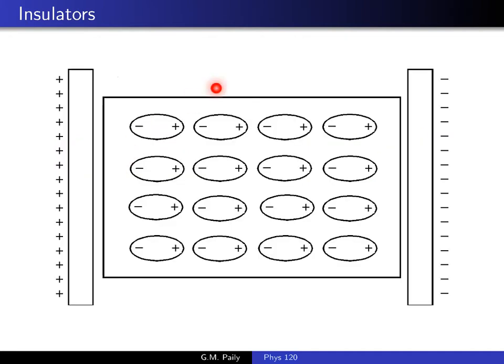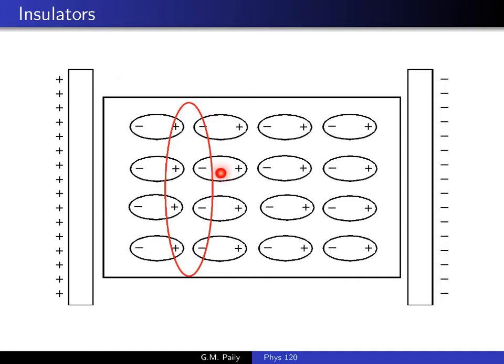Let's now consider a block of this insulating material. If we place this block between a positively charged plate and a negatively charged plate, each of the atoms inside the block become polarized. The positive center of charge moves to one end, and the negative center of charge moves to the other end. This happens to each of the atoms.